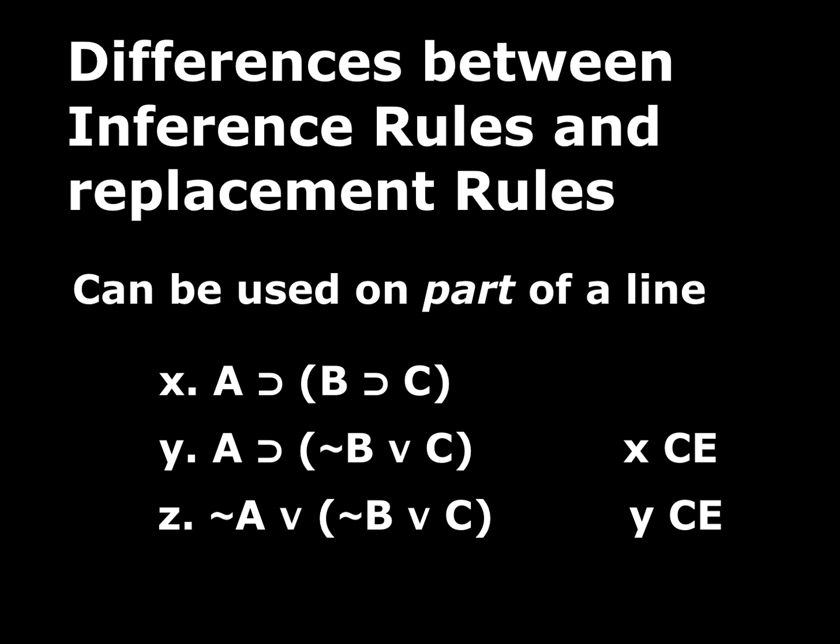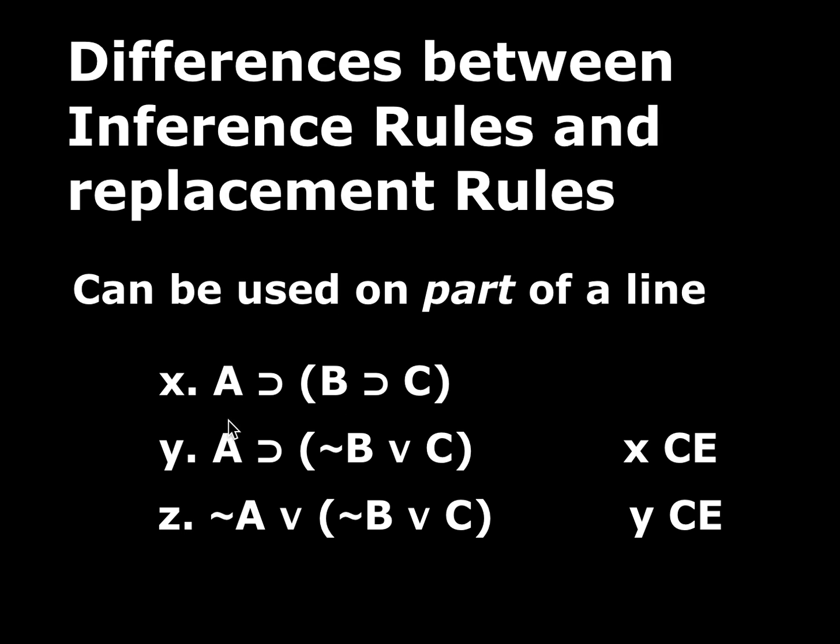Now, before we do some examples, I just want to talk a little bit about the differences between the inference rules and replacement rules. One big difference is that inference rules cannot be used on parts of a line. Recall from Chapter 3, it had to be an entire line that you use the inference rules on. Replacement rules can be used on a part of a line. So for instance, look at this imaginary part of a proof. We've got lines x, y, and z. On line x, there's this conditional, if A, then if B, then C.